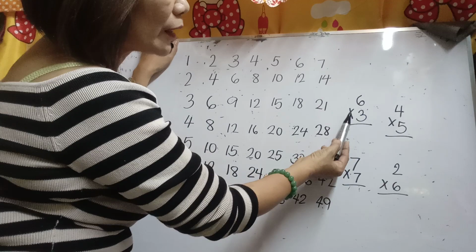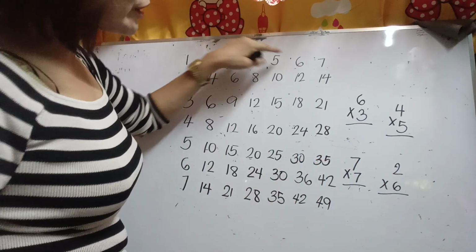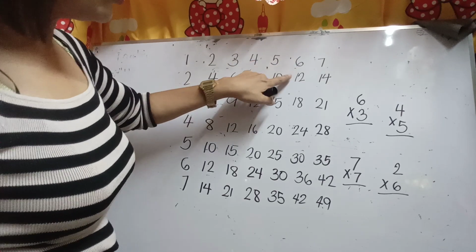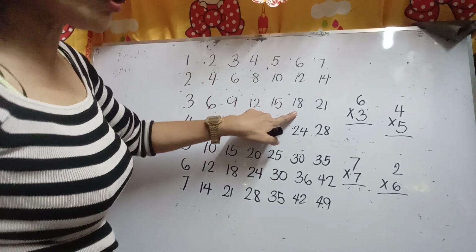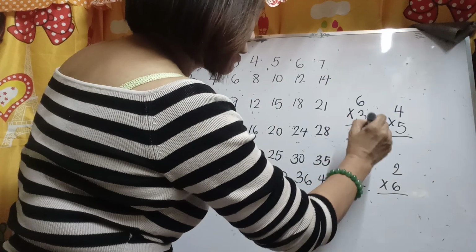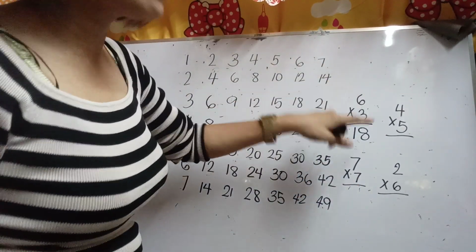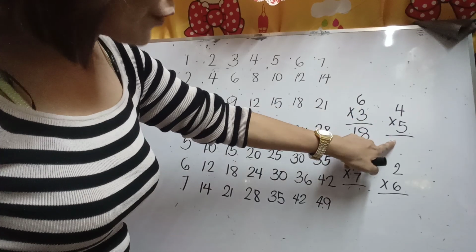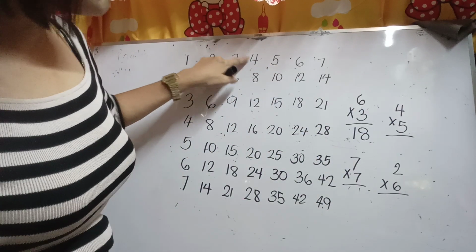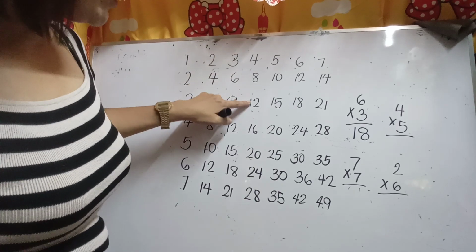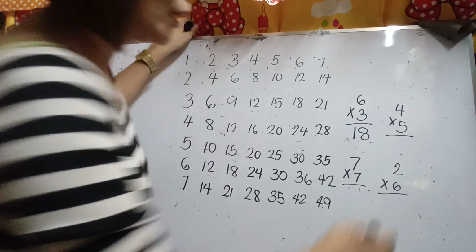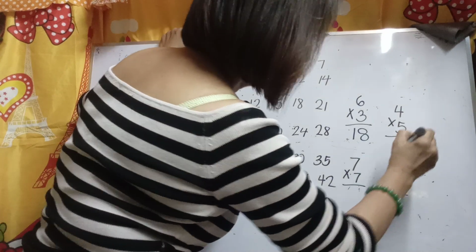Sabi niya, 6 times 3. Punta kayo sa 6, bilang kayo ng 3. You have to count. 1, 2, and then 3. So, kung saan nag-stop, yun yung inyong answer. So, here we have 18. And then here we have 4 times 5. Punta kayo sa 4, you go to 4, and then you count 5. So, 1, 2, 3, 4, 5. So, there you have it. You have 20. Then, your answer would be 20.